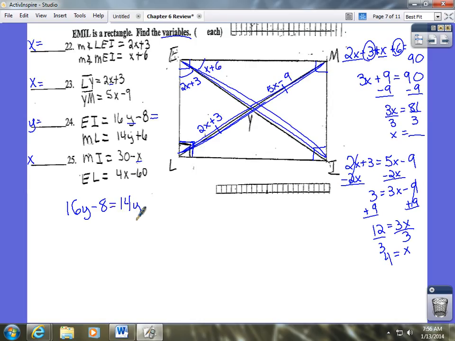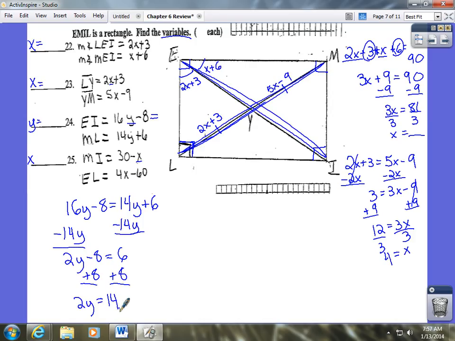I'm going to subtract 14y because it's smaller than 16. That gives me 2y minus 8 equals 6. I'm going to add 8. Add 8. So I have 2y equals 14, and then I would divide by 2, so y equals 7. Okay, on this part right here, you have to remember the diagonals are equal to each other.